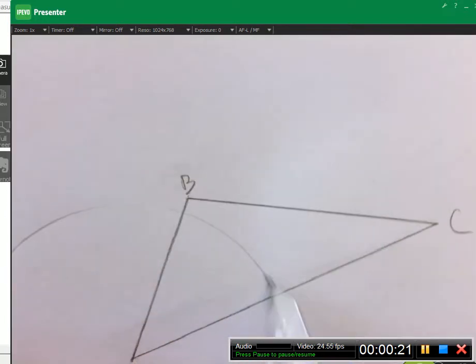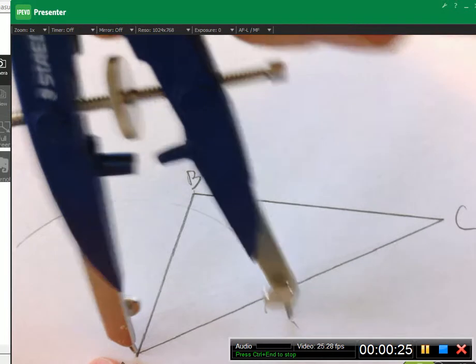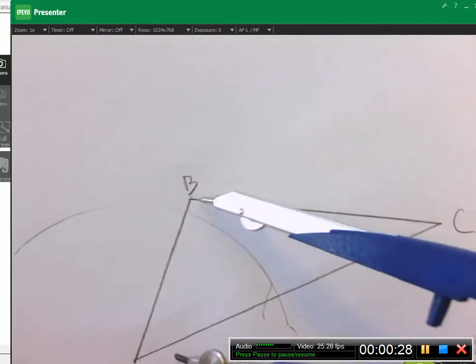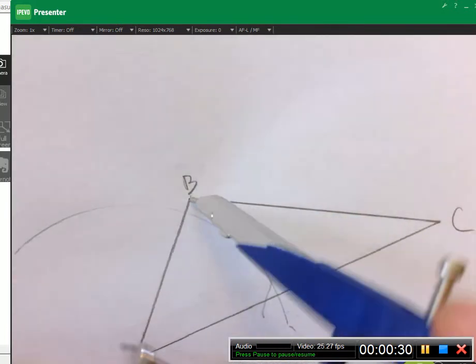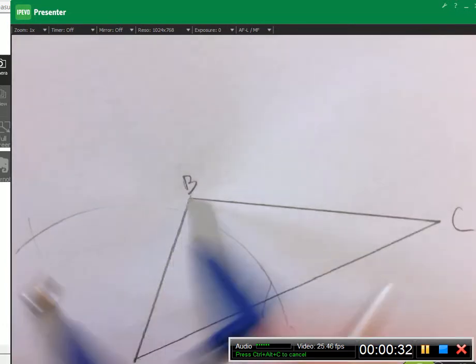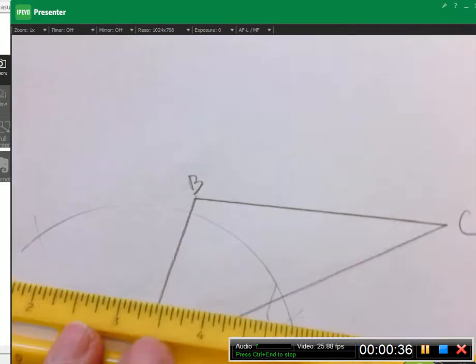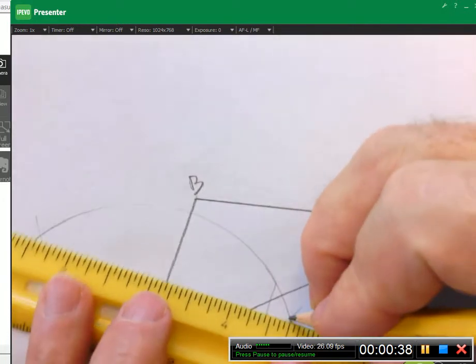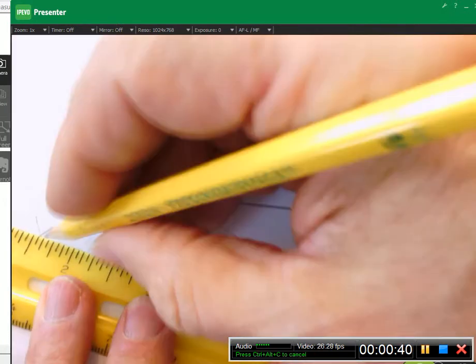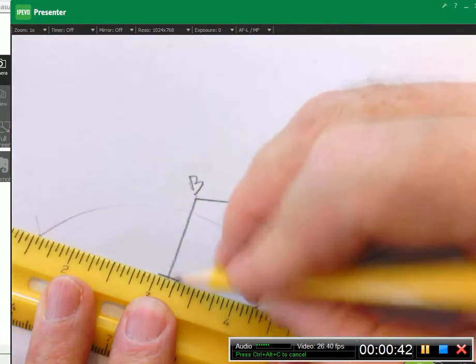Oops, slipped a little. And then I'll go to B and do the same thing. Arc crosses there, arc crosses there. Okay, so here's my perpendicular bisector. I'm really only interested in the midpoint this time, so I'm just going to mark the midpoint.